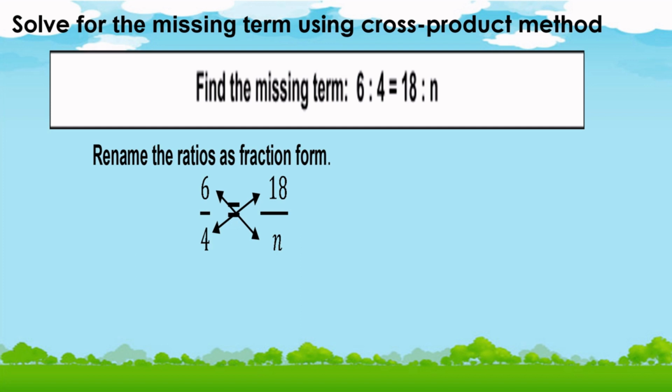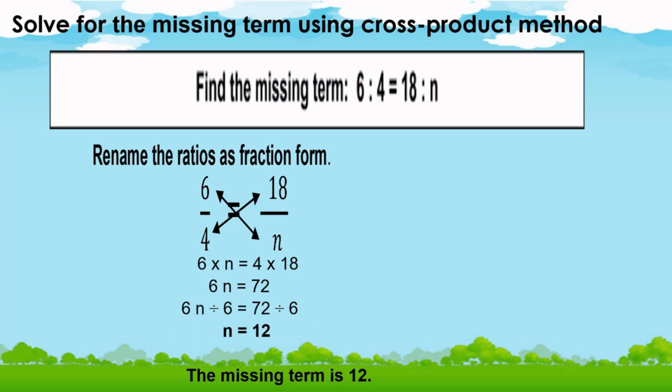In a cross product method, you will multiply the first numerator to the second denominator. Then you will multiply the first denominator to the second numerator. So we have to multiply 6 by n and 4 by 18. So 6 by n is equal to 6n. 4 by 18 is equal to 72.